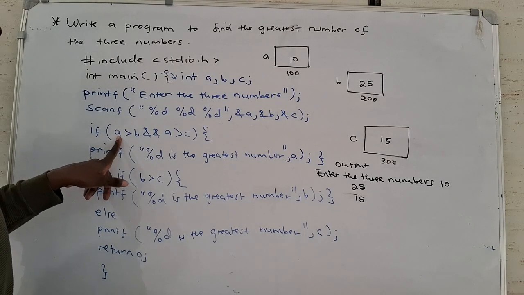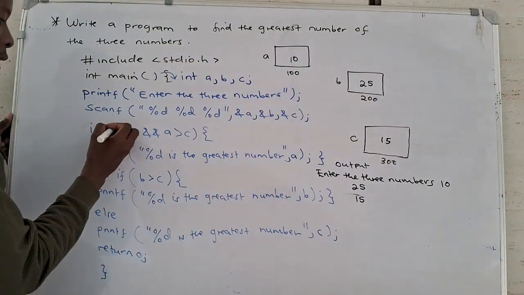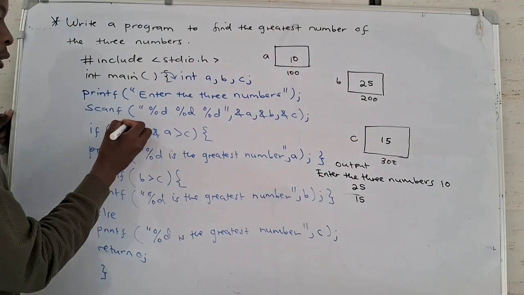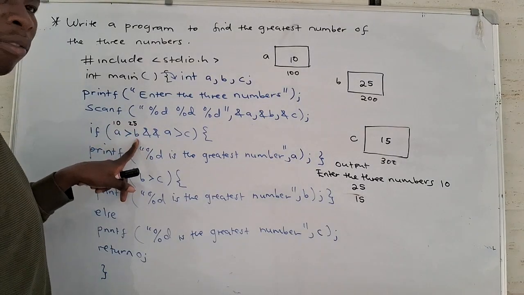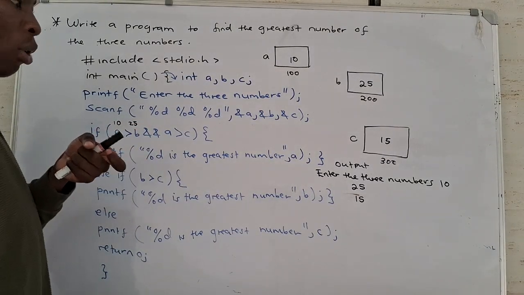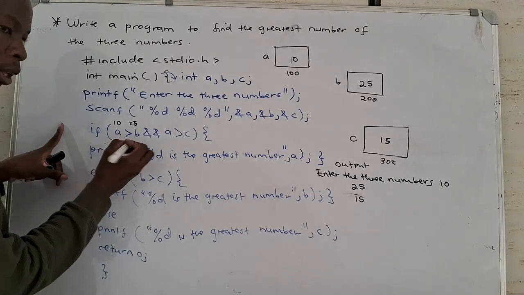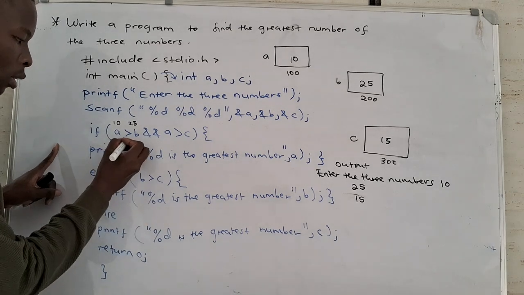Now, if A is greater than B, what is the value of A? A is 10. What is the value of B? B is 25. See, 10 is greater than 25. This is false. So the Boolean value which is going to be generated is what? False is 0.